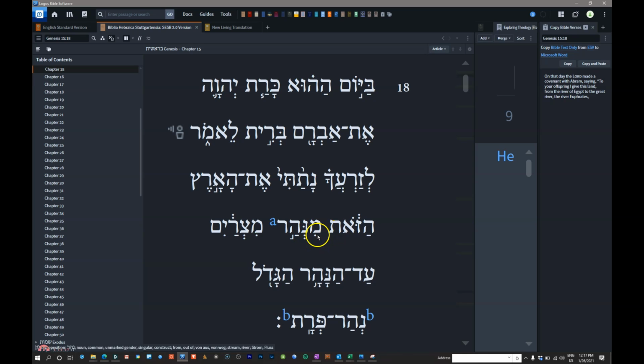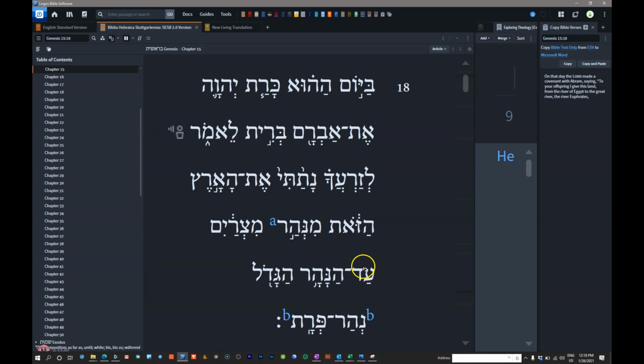Min Nahar. So Nahar is the word for river. From Nahar Mitzrayim. Mitzrayim is the word for Egypt. This is a proper noun, so it's automatically definite. This is a construct noun, so it takes its definiteness from Mitzrayim. From the river of Egypt, which is probably the Nile.